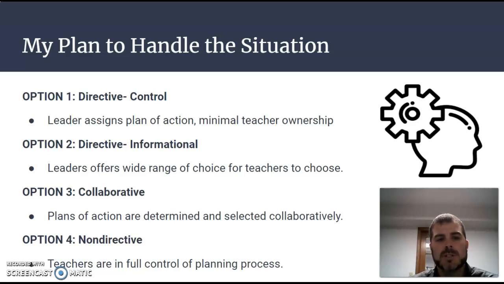Option number 2, directive informational. Leaders offer a wide range of choices for teachers to choose from, so it gives them lots of options. Option number 3, collaborative. Plans of action are determined and selected collaboratively. Option number 4, non-directive. Teachers are in full control of the planning process in this option.